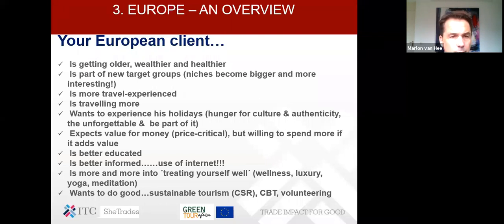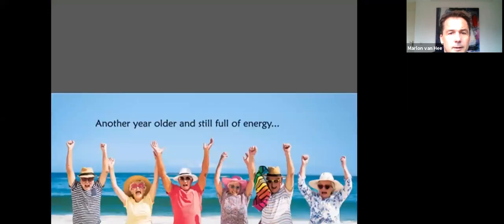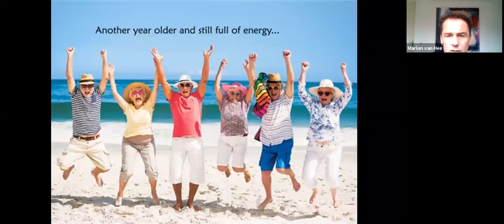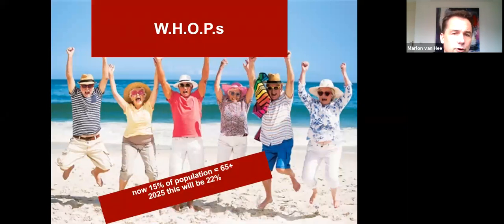So this gives you a bit of an impression, a global idea about the European market. But let's have a look at some upcoming growing market segments. I think I already showed you this slide in a webinar that we did earlier. The WOPs, the wealthy, healthy, older people. Now 50% of European population is older than 65, and within 5 years, this will grow to 22%. Countries like Italy, Greece, and Spain, so Mediterranean countries, are aging the most.